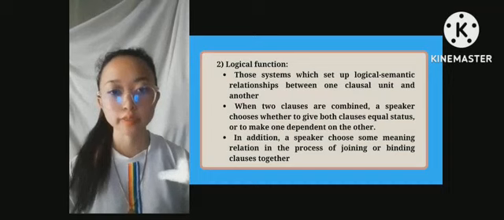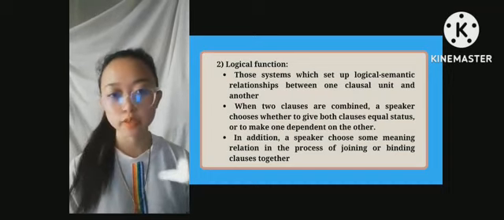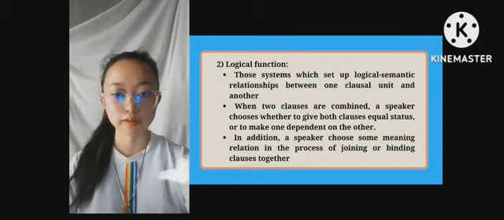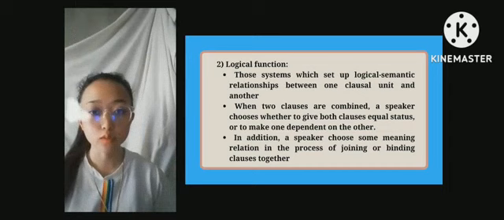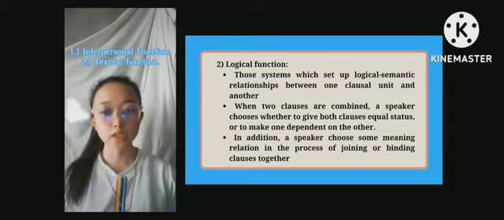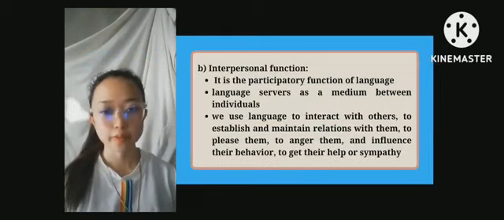In addition, a speaker chooses some meaning relation in the process of joining or binding clauses together. The logical function is divided into two: the interpersonal function and the textual function. Let's discuss the interpersonal function.